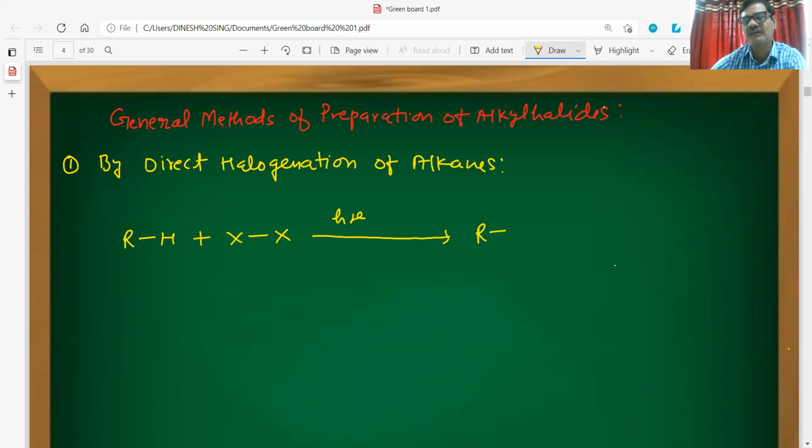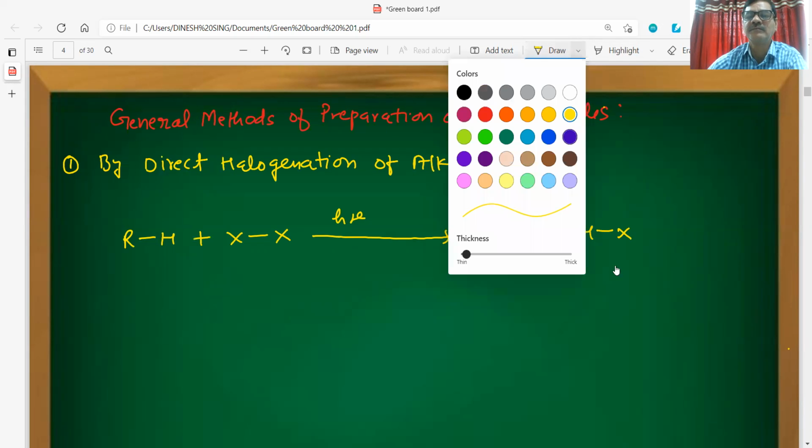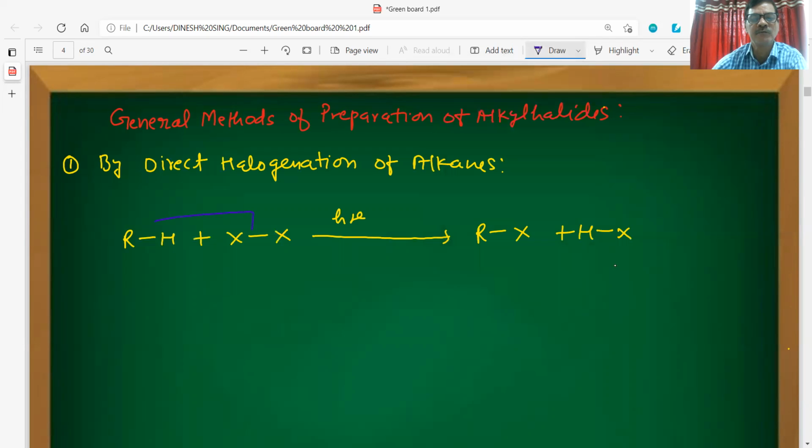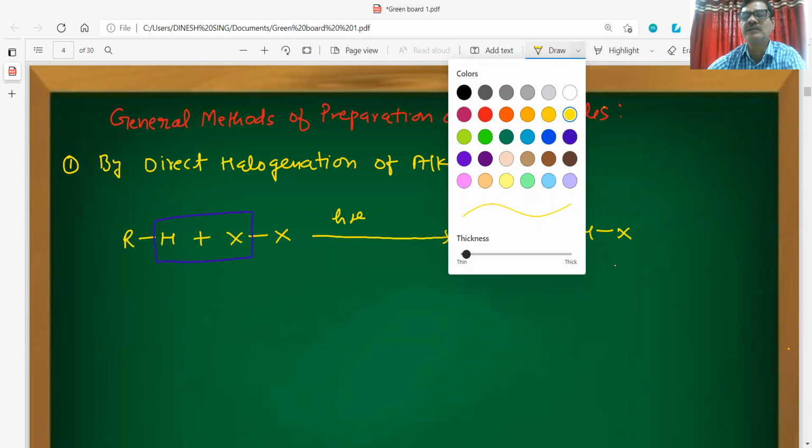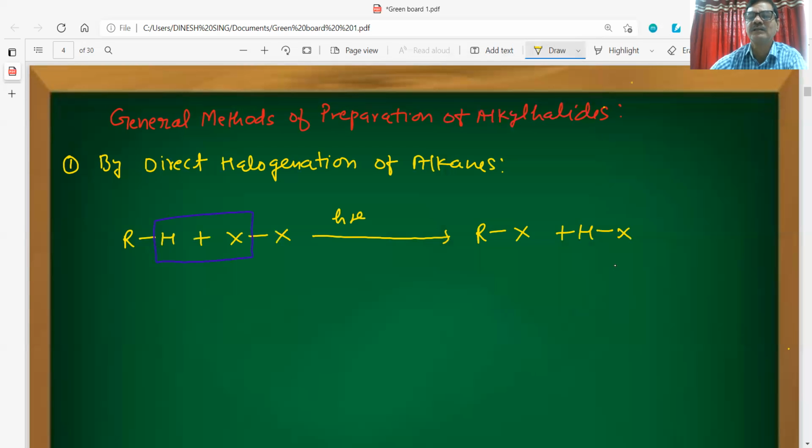So RX plus HX is formed. So for this reaction, we can see simply the H is removed from here. This is converted to HX and this RX is formed. Again, we can see for this reaction, X2 can be F2, Cl2, Br2, I2.